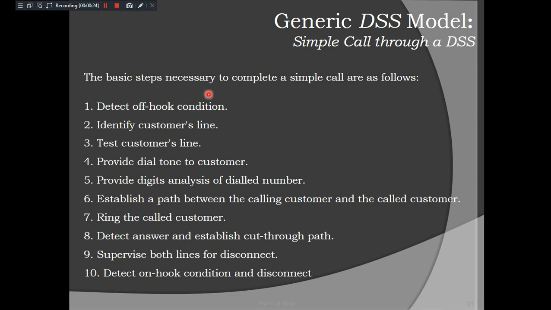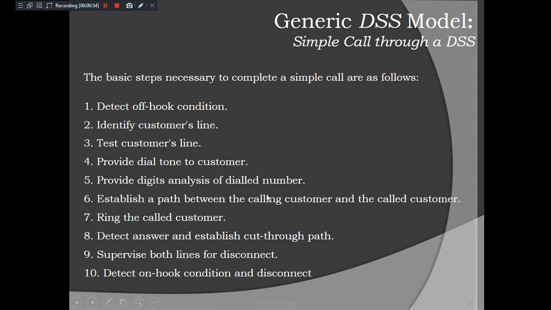The basic steps required to complete a simple call are as follows: detect off hook condition, which is the call request initialization. Identify the customer's line, to check whether it is operating properly or whether there is a line fault, so we go for testing the customer line. Provide dial tone to the customer, so the customer will get the dial tone.